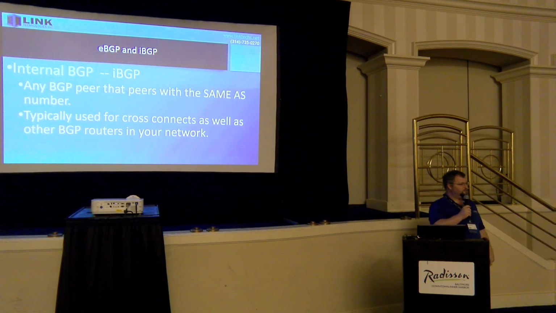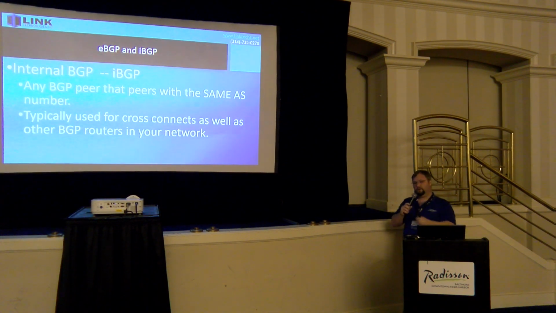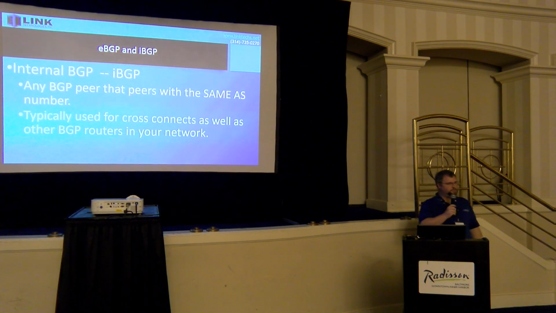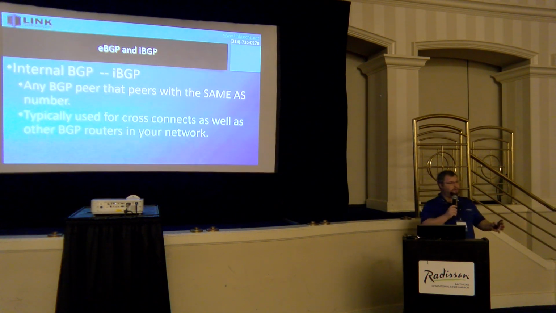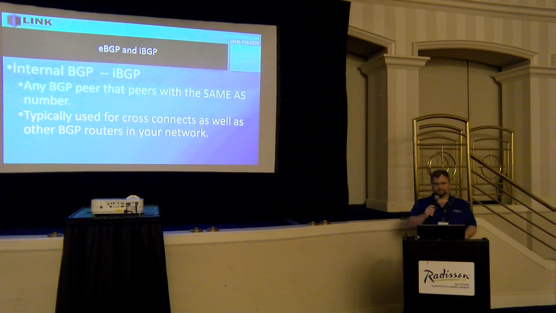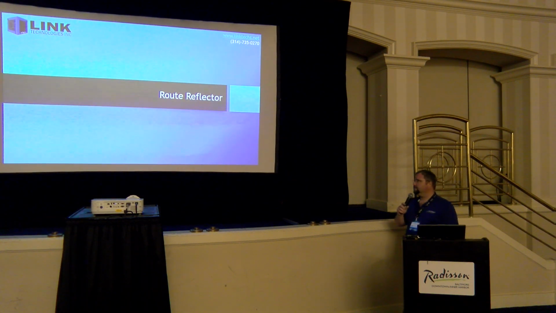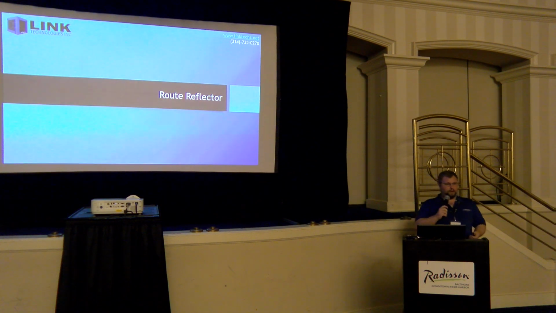This is typically used when we do cross connects. So if we have 2 or 3 or 4 CCR 1072s and we wish to interconnect them and distribute all of our BGP, we would use iBGP to do that. Again, there's really no additional configuration in iBGP. It just has the same AS. That's it. Now, what is a route reflector?